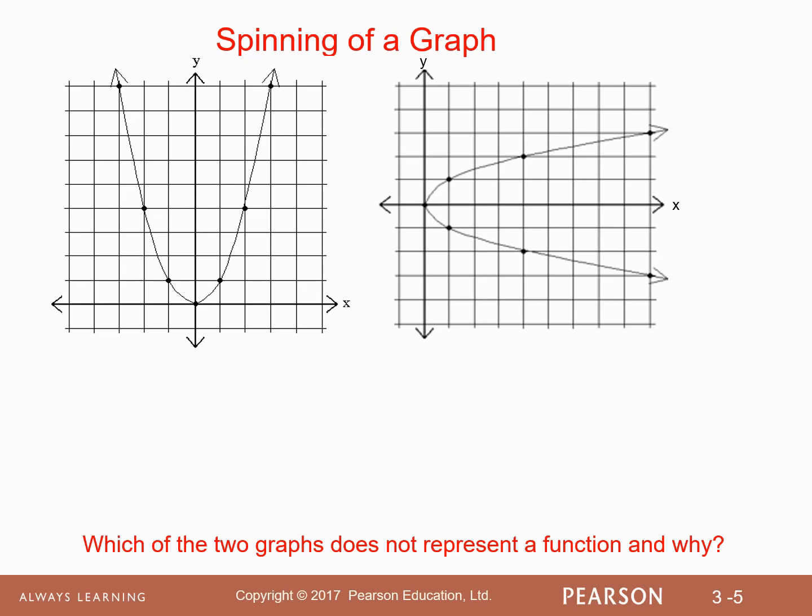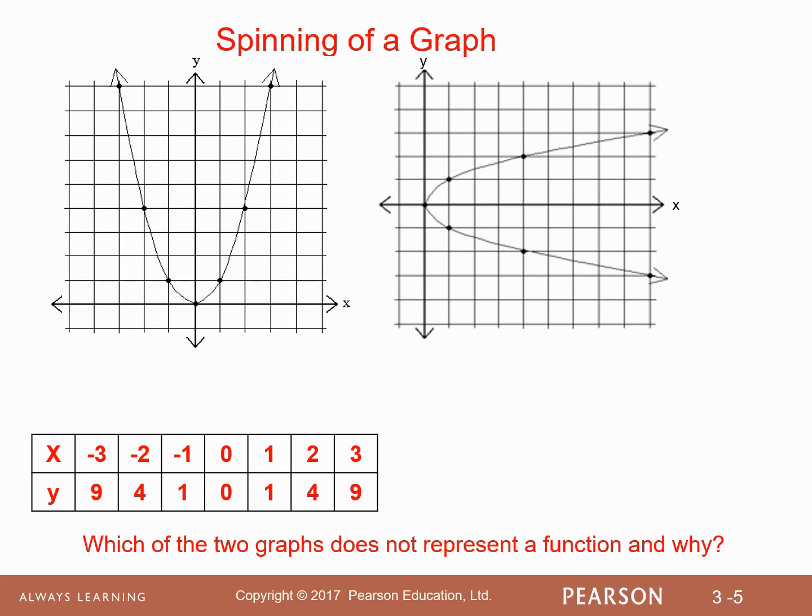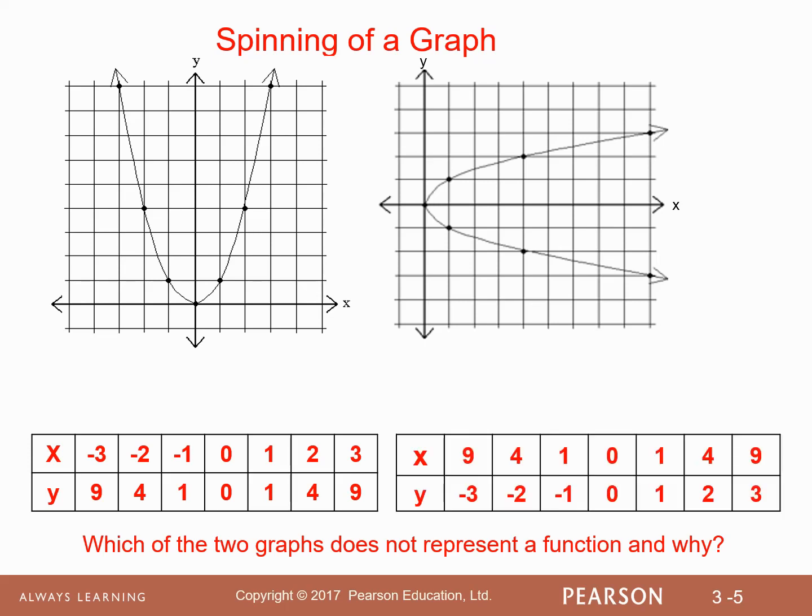Okay, so this is the table for the one that you're familiar with, which is y equal to x squared. And this is a table for this one. Everybody see, when I have y equal to negative 3, x is 9. When I have y equal to negative 2, x is 4. So it's very clear that x is equal to y squared, or you can say y squared equal x. So that's this graph, y squared is equal to x.